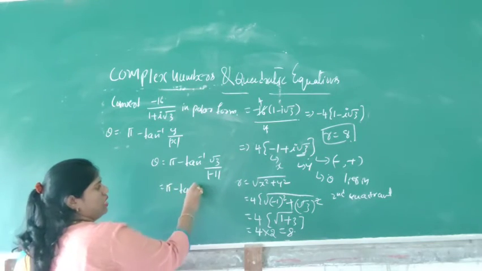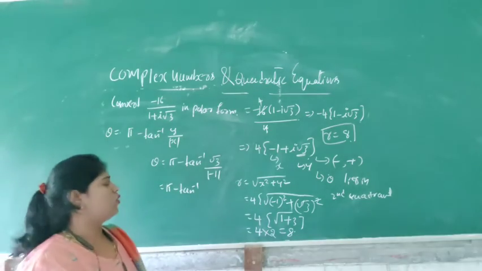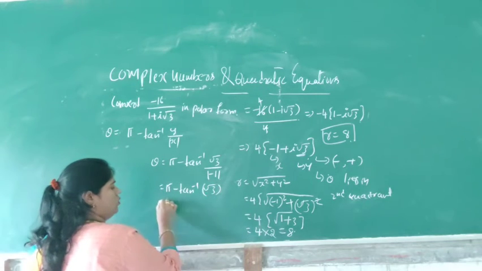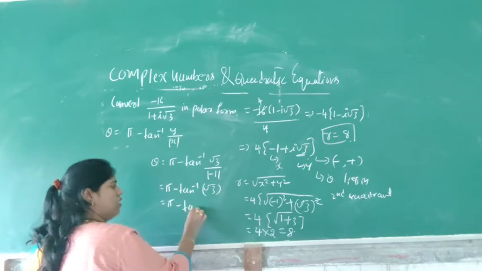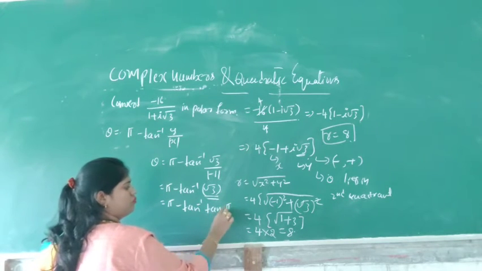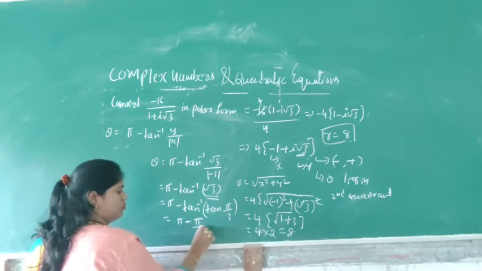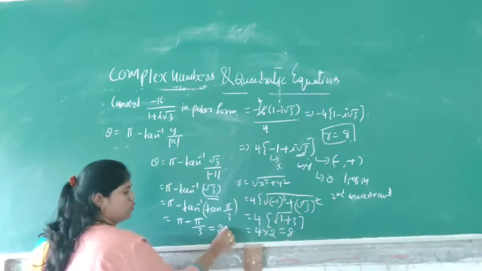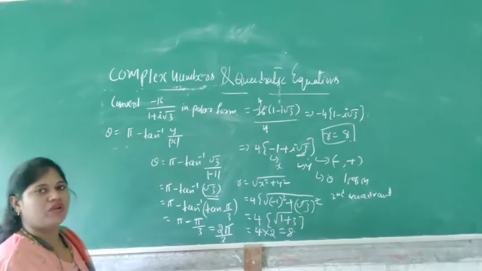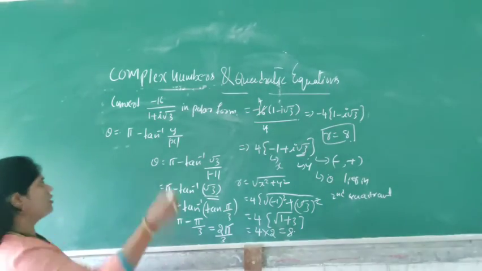So pi minus tan inverse of modulus of minus 1, which is nothing but 1. Root 3 divided by 1 is root 3. So pi minus tan inverse of root 3, which can be written as pi by 3. So pi minus pi by 3 is 2 pi by 3. We have to substitute in z is equal to r of cos theta.